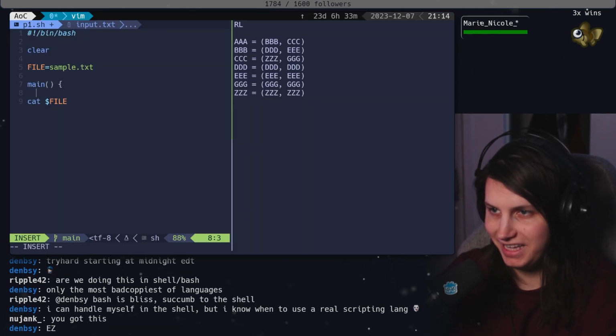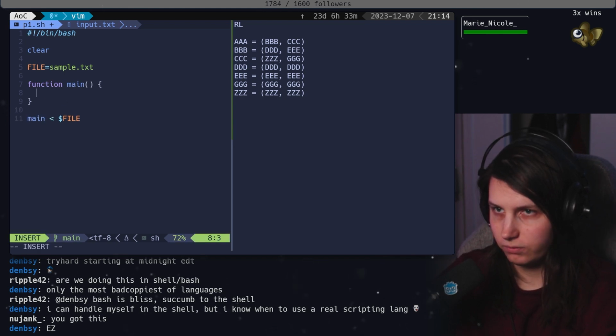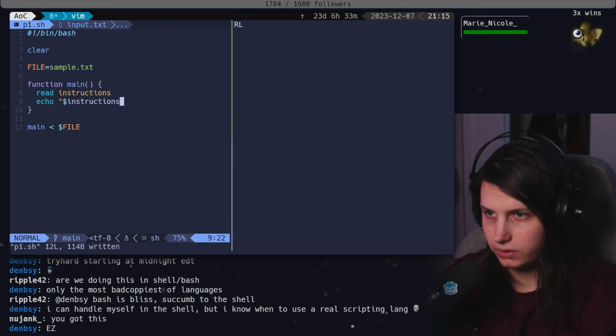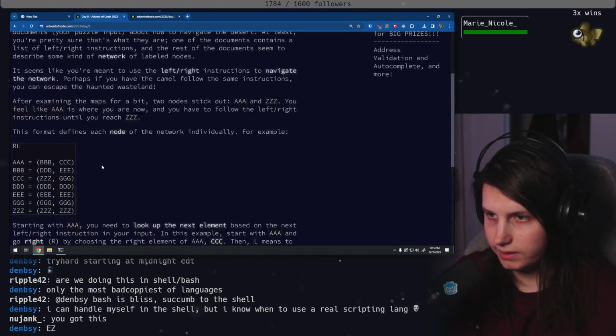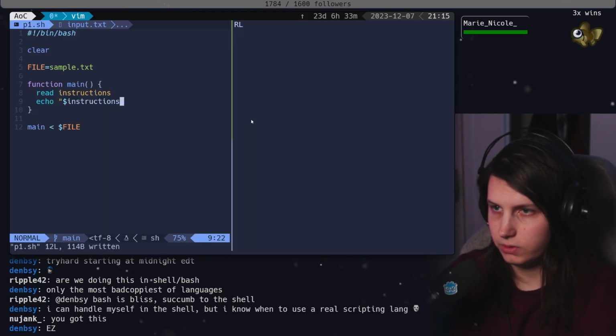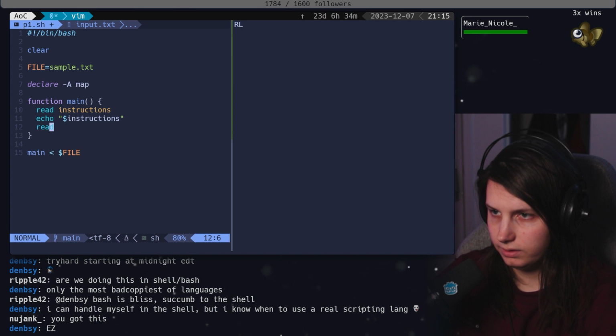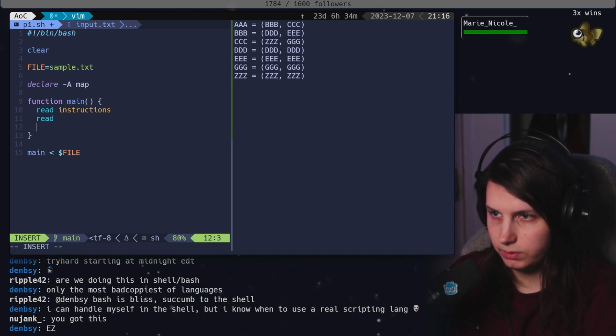Let's make a function called main, because that's how you know you're scripting. We're gonna read one line. Instructions. Okay, those are our instructions. We're gonna read the rest of the data into an associative array. So we're gonna make a map. Let's read another line and then cat. Yeah, that works. But instead of cat, we're gonna read each line.